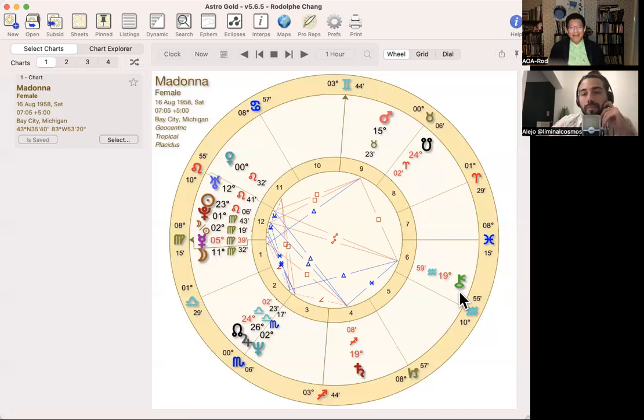Wow, I really like this idea. So, Alejo, should we choose another set of sextiles for the exercise? Okay, sure, let's do it.